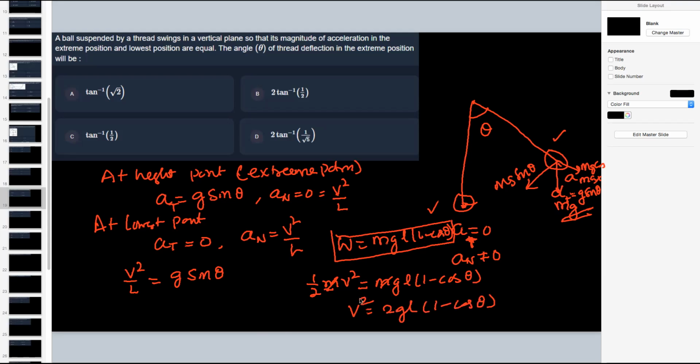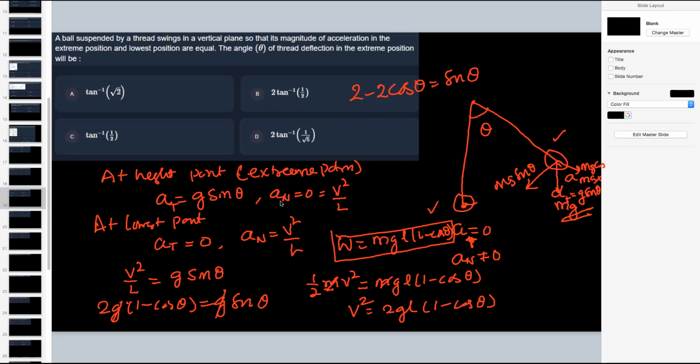Now you substitute that. Then what do I get? 2g L by L gets cancelled, 1 minus cos theta. This is equal to g sine theta. Now from this, you find the value of theta. Then what do I get? 2 minus 2 cos theta is equal to sine theta. From here on, is it correct?